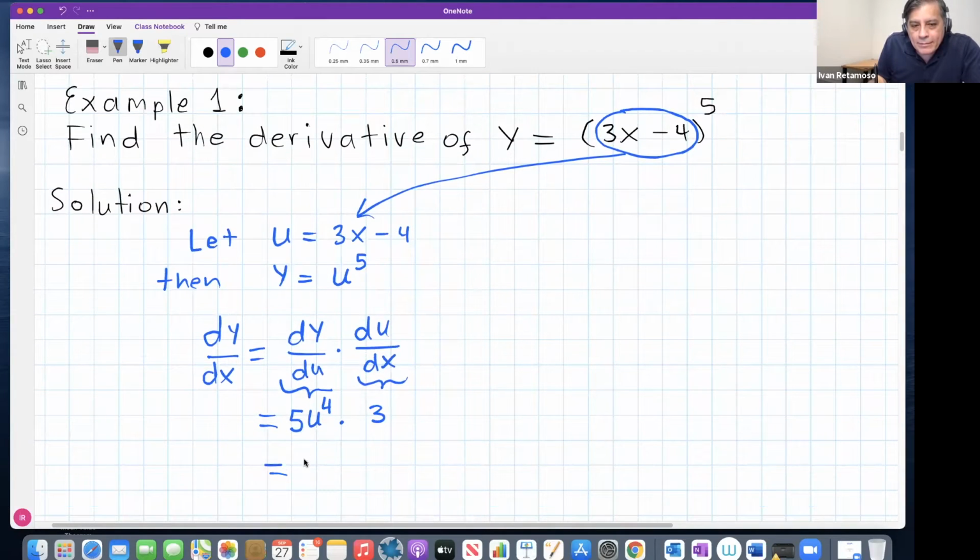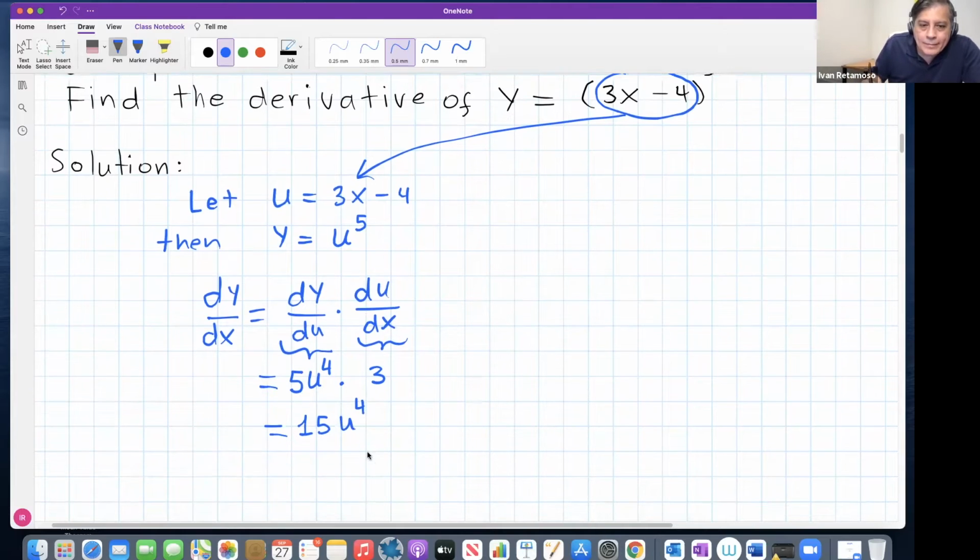Multiplying 3 and 5, we get 15 u raised to the 4th power. But now you want the answer in terms of x, right? The question was given to you in terms of x, not in terms of u. So finally, instead of u, you write its equivalent form, 3x minus 4, raised to the 4th power, and then done. This is the derivative of y with respect to x using the chain rule in its first form.